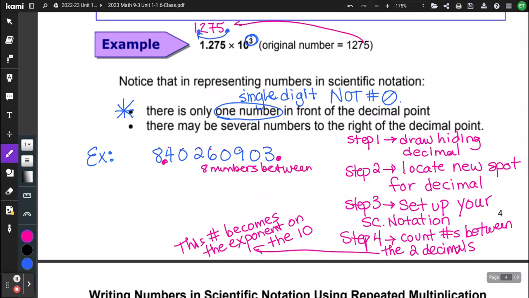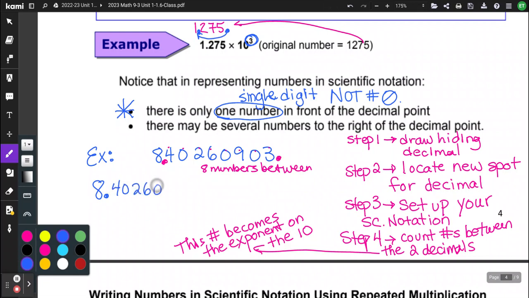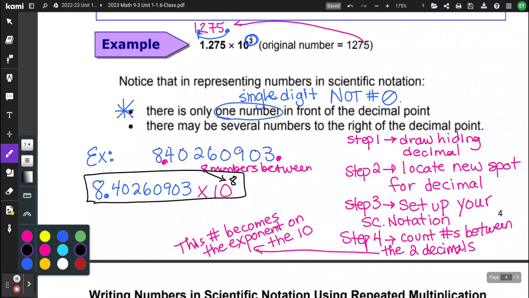Well, that number is going to be the number on my 10. So now I'm going to write my number like this. 8 decimal, and I have to write the whole number. 40260903, and then we put our times 10, and now I'm going to put my little exponent number. My exponent number is going to be an 8 because there's 8 numbers in between. That's how I have now converted my number to scientific notation.